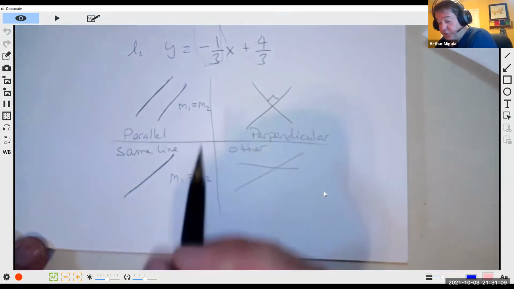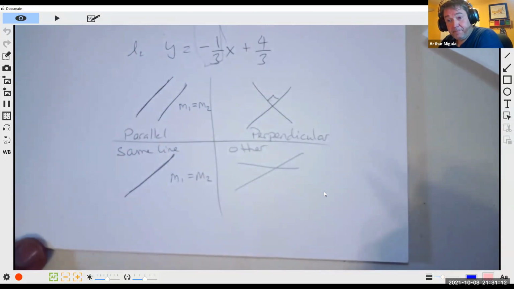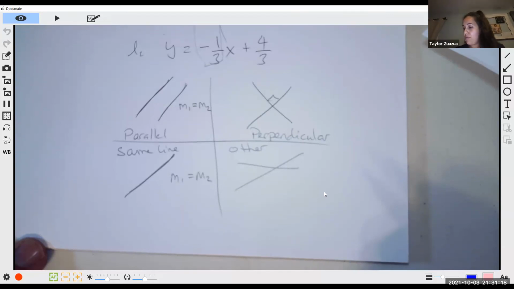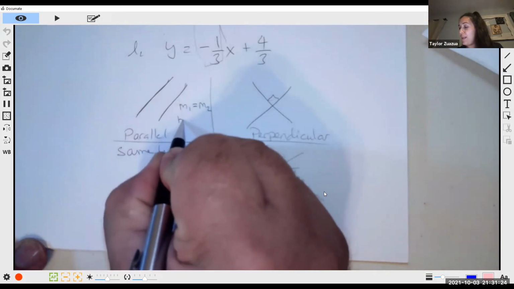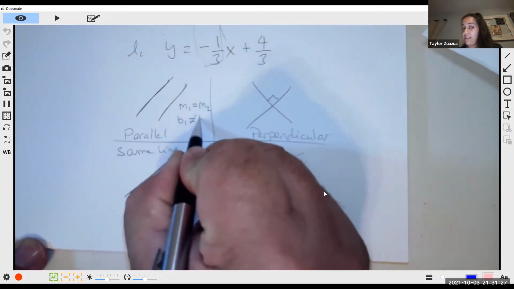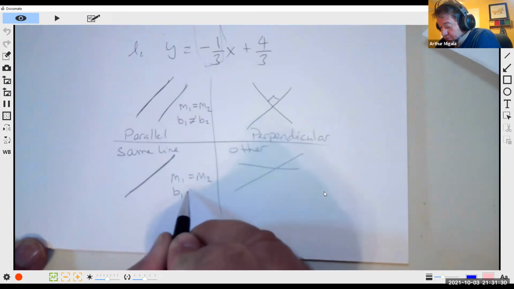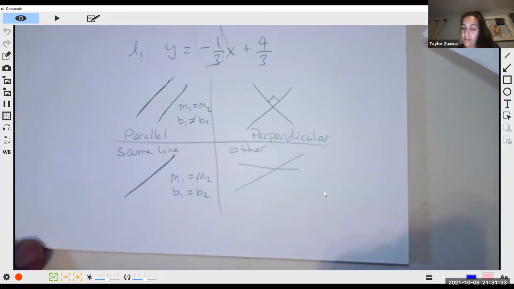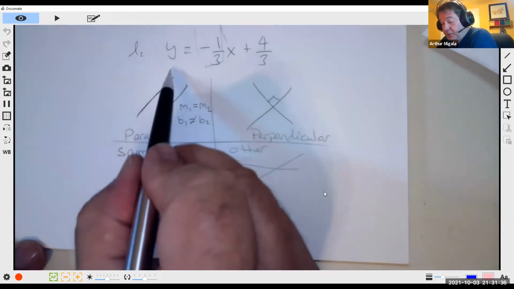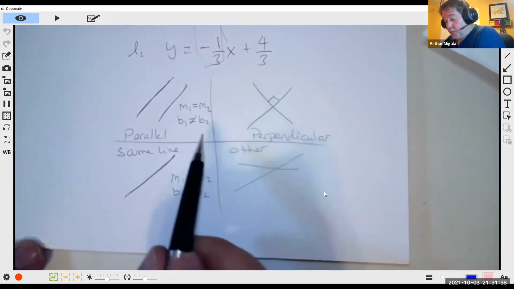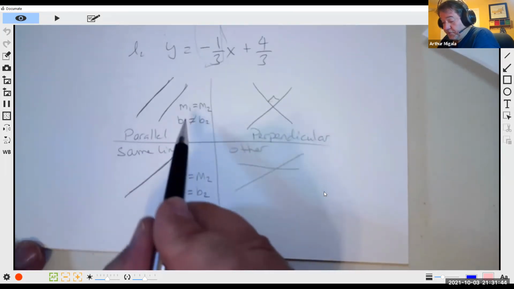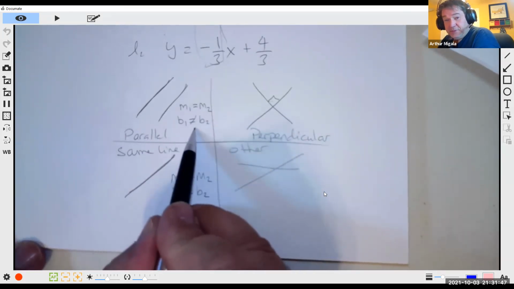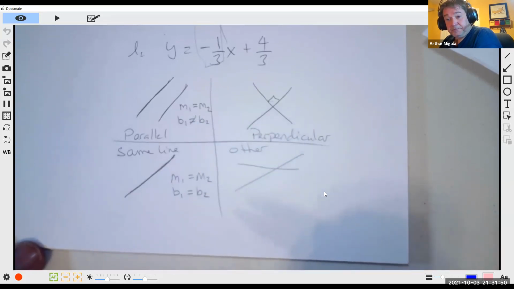So how can you tell the difference whether they're parallel or the same line? Look at the y-intercepts. If they're parallel, they have to cross the y-axis in 2 different places, so the y-intercepts have to be different. So if the slopes are the same, look at the intercepts. If the intercepts are different, then they're parallel.